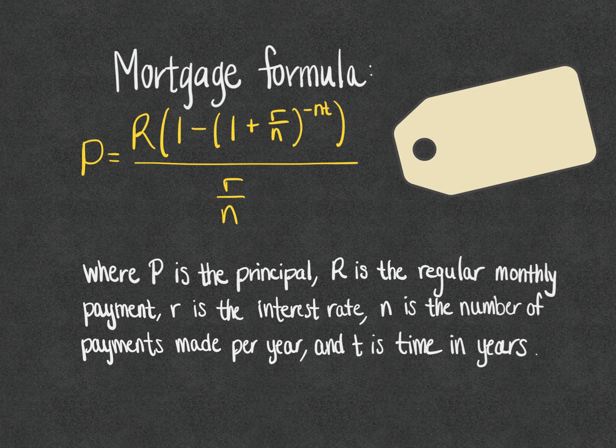Interest rate, number of payments made per year. So for a mortgage, typically that's going to be 12. It is usually not specified in a mortgage problem because the assumption is you are making monthly payments for your home or for your property. And then T is the time in years. You will use this mortgage formula when we are talking about a mortgage or a loan, because a mortgage is a type of loan, and you are making regular payments.